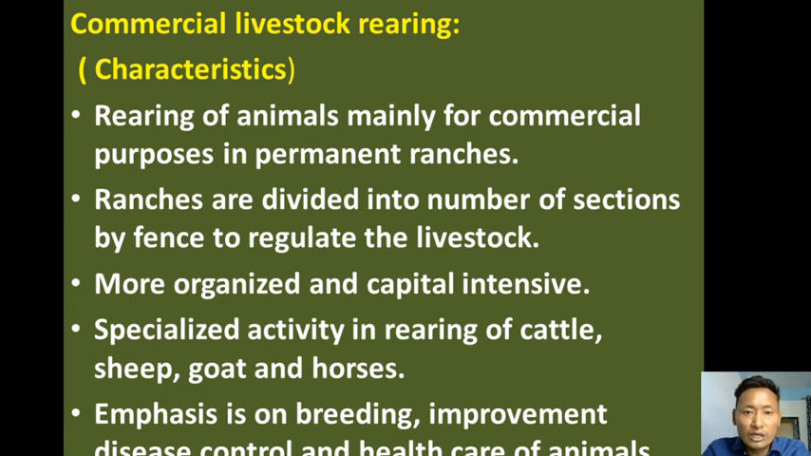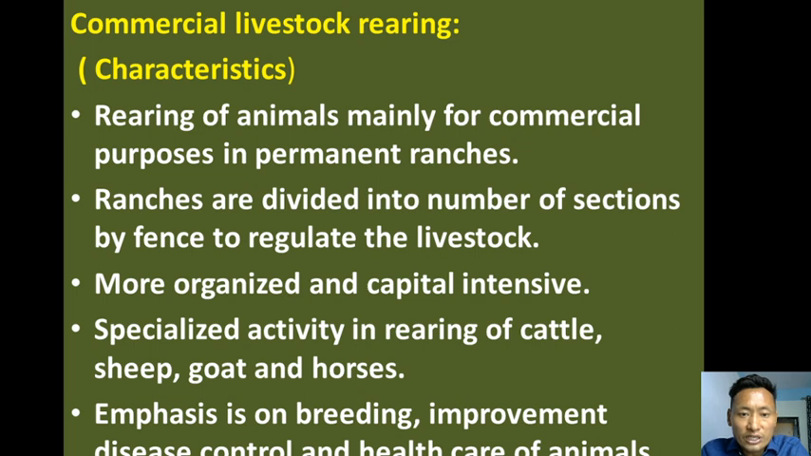Ranches. Here the big area is further divided into a number of sections or parts by fences, in order to regulate the animals for feeding and in order to clean the animals' shed. Because of that, the ranches are divided into a number of sections with the help of fences in order to regulate the animals in an efficient way. As compared to pastoral nomadism, commercial livestock rearing is more organized, and it is more capital intensive, meaning we have to spend a huge amount of money to buy the animals, buy the land, and make fences in the ranches. That means we have to spend more money as compared to pastoral nomadism.